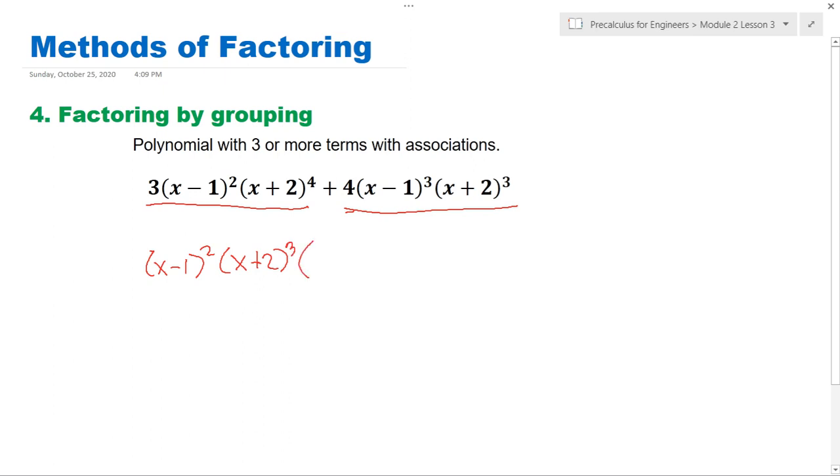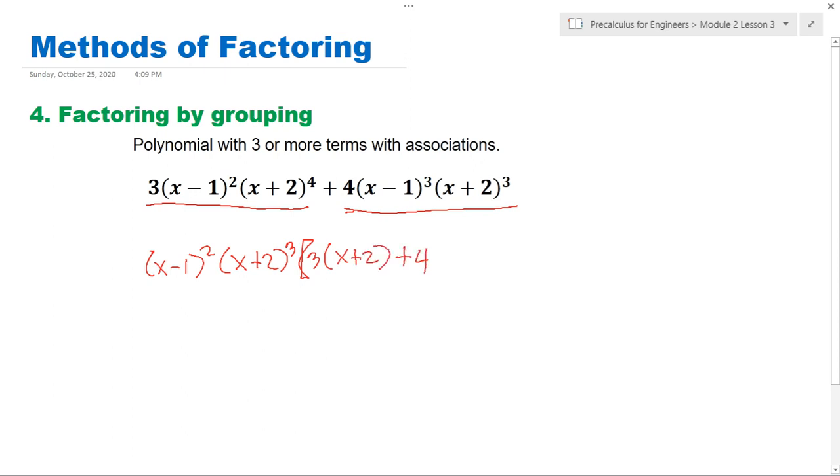Then, what's left on the first is kinukuha natin yung x minus 1, 2. So mawala na ito. Kinukuha natin yung tatlong x plus 2. Therefore, isang x plus 2 lang. So maiiwan is 3 times x plus 2.